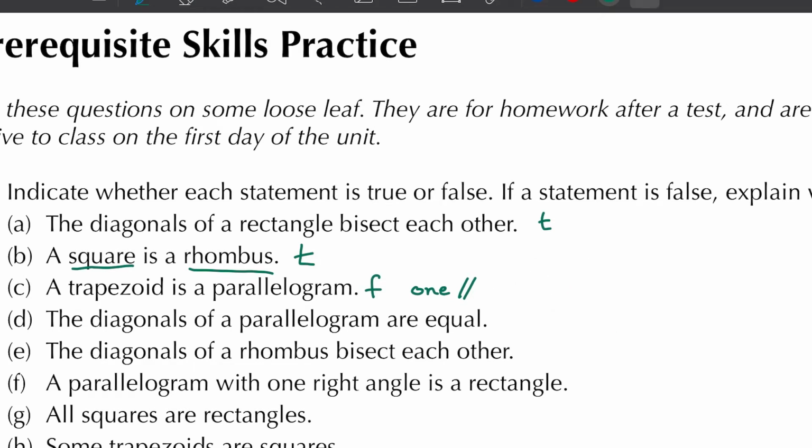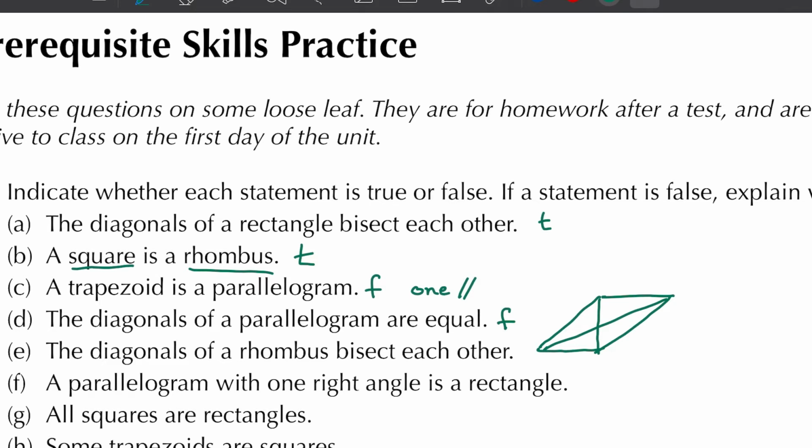Well, let's take a look at a parallelogram. If our parallelogram is a rectangle, then our diagonals would be equal. But not all parallelograms are rectangles. So if we take a look at this parallelogram, look at how different in length those are. So this is false. They're not equal. Some parallelograms they are, some parallelograms they aren't.